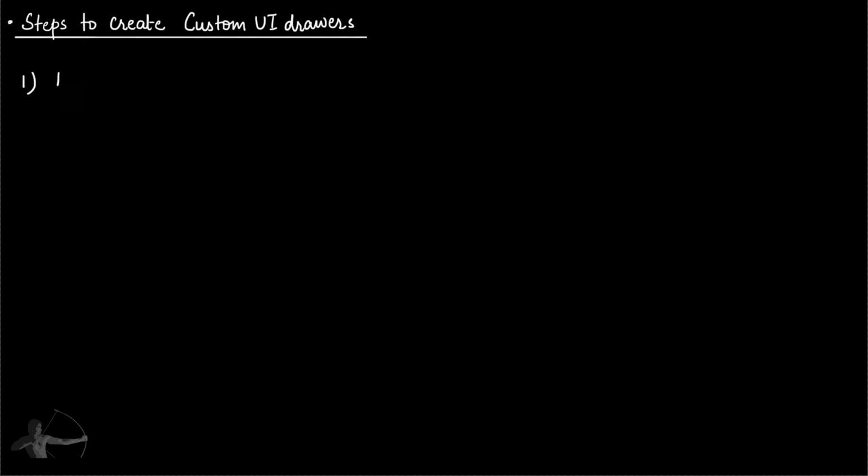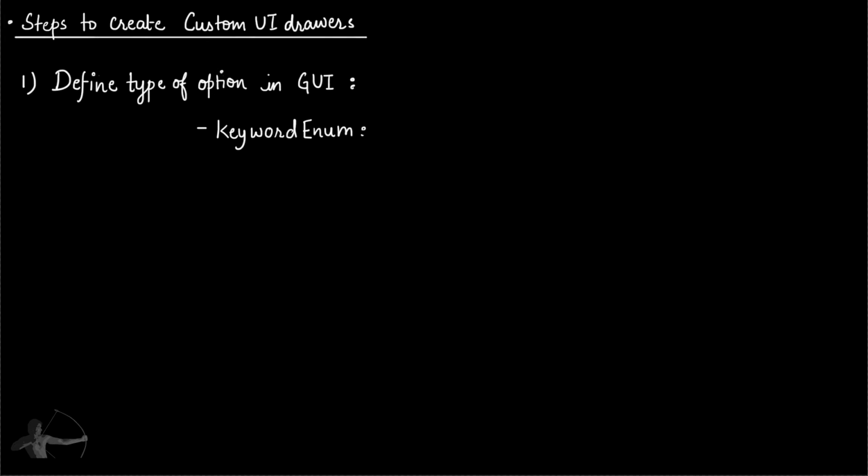So the first step is to define the type of option that you want to use in your GUI. Some of the important options that we will use in our UI are keyword enum. Enum stands for enumerator, and it creates a drop-down menu for a float property. Typically, when we define a property, we define the variable name, then the label, then the data type, and then its default value.